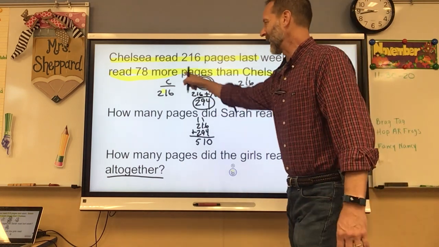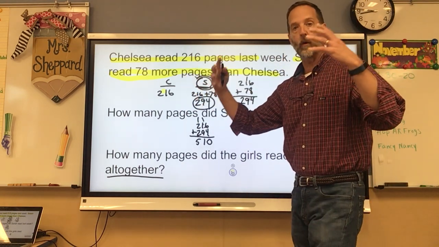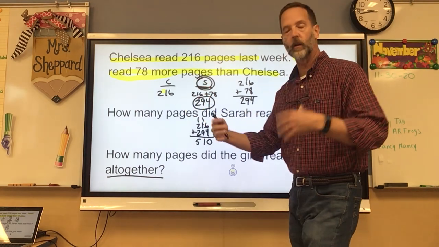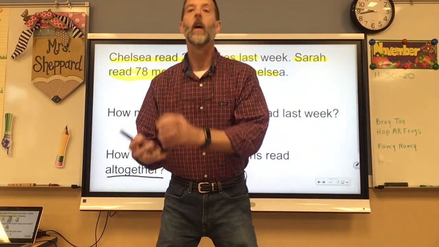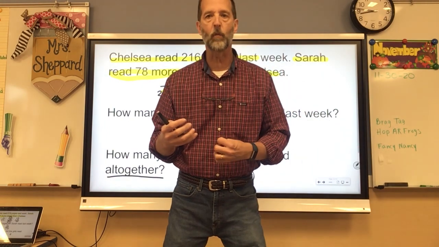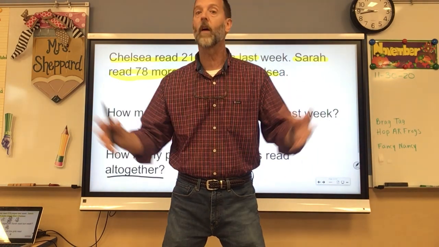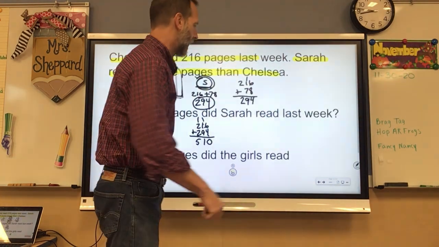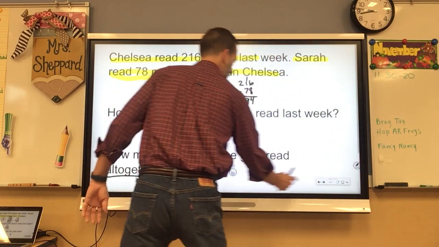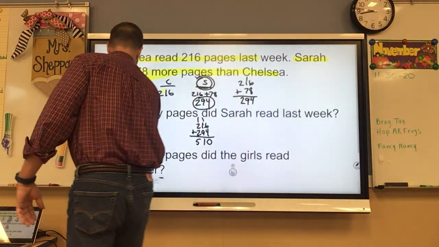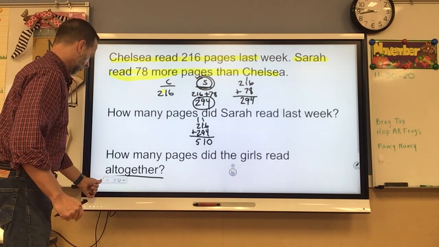Okay? I label, and then I have to figure out who's the big number, and then I can figure out what to do. If I know the big number, then I'm going to subtract to find the small one. If I don't know the big number, I've got to add to find it. Let's try another one. Move this over here. Okay.